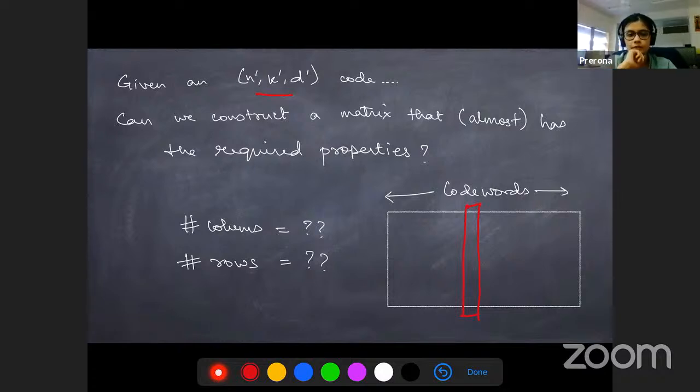This is a binary code. So the alphabet is 0, 1. K prime is the message, right? Have I written it wrong? N prime is the length of the code and K prime is the message. Only 2 people have answered.